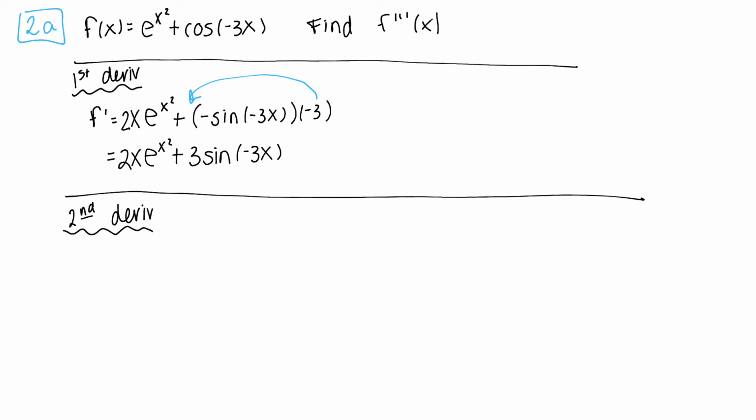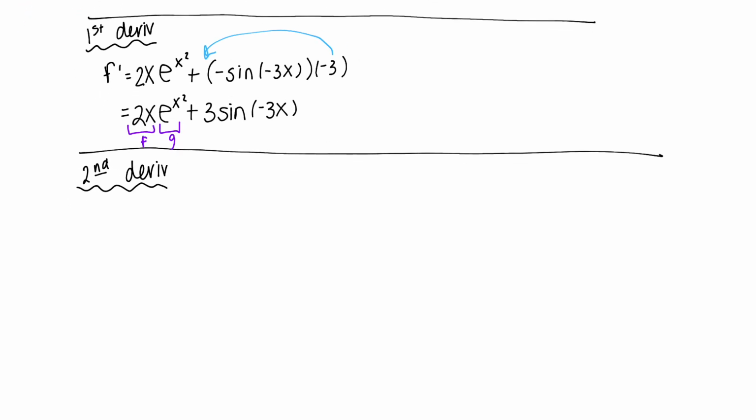And then we go in for the second derivative. Now we're going to have to do some product rule. So f is 2x, f prime is 2. G is e to the x squared, which we already did the derivative of before. It's 2x e to the x squared.